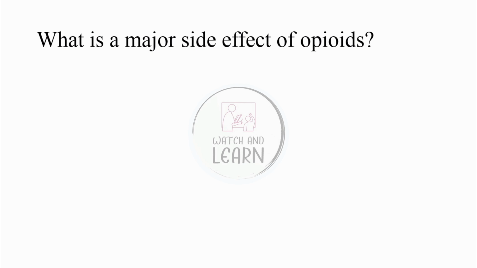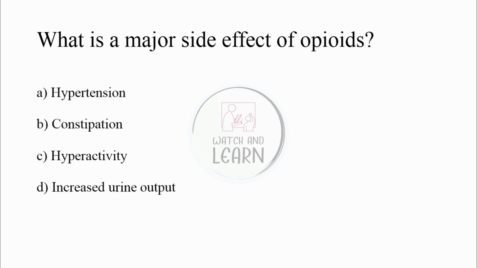What is a major side effect of opioids? Options are option A, hypertension, option B, constipation, option C, hyperactivity, option D, increased urine output. The right answer is answer B, constipation.